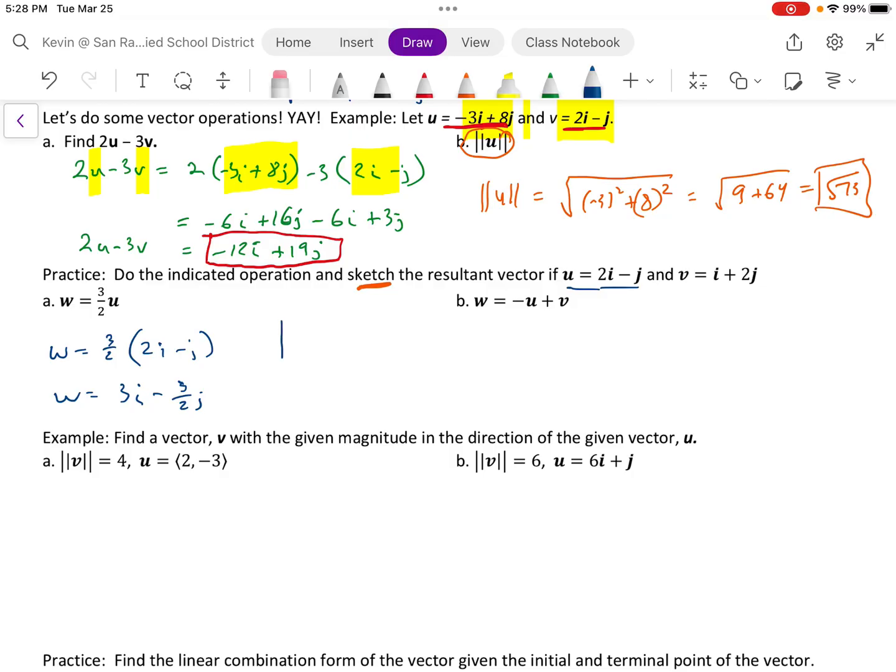Okay, and then it wants us to sketch it. If we were to sketch it, remember the i is sort of the x value, and the j is sort of the y value. We would start from the origin. We go 1, 2, 3, and this is 1, 2, and 3/2 is basically 1.5, right? So we go 1, 2, 3, and 1.5. Then we would sketch from the origin to here. All right, so that would be w.